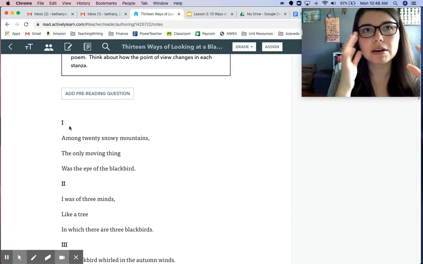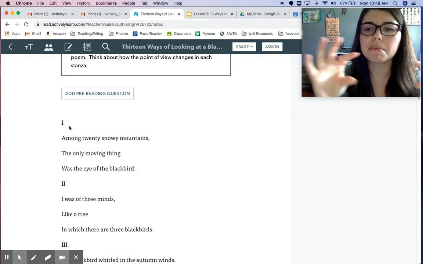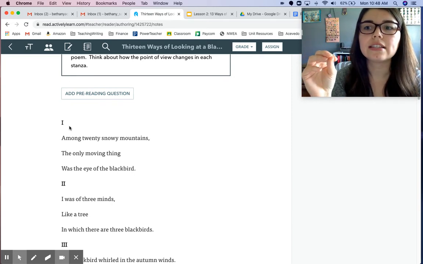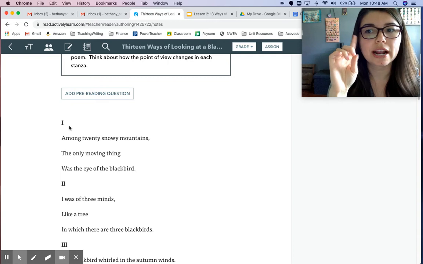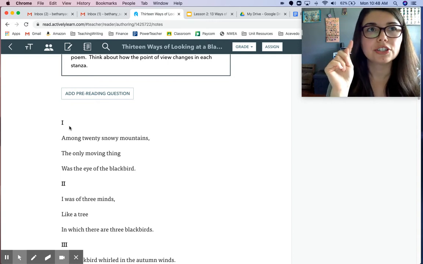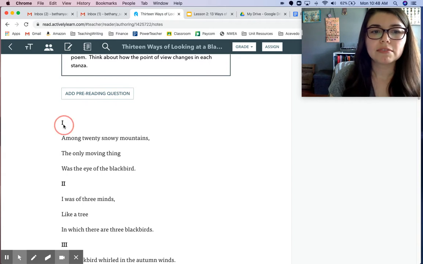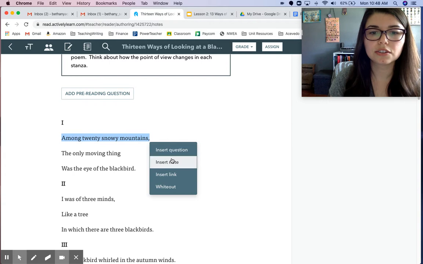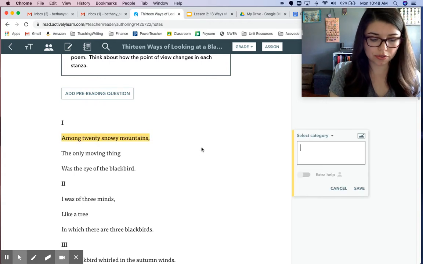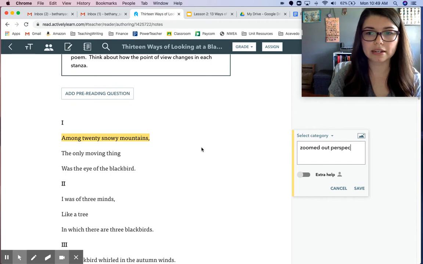So I'm thinking about snow and stillness and a mountain range, and then just this eye of a bird, and you know birds have beady little eyes, just darting around, right? What do they see? I'm going to leave myself some notes here to describe what I'm seeing. So this would be a zoomed out perspective of a mountain range.